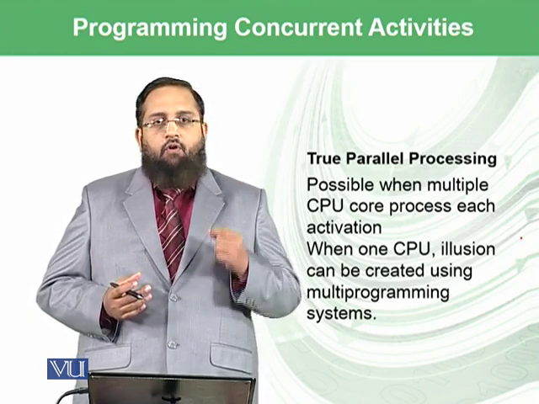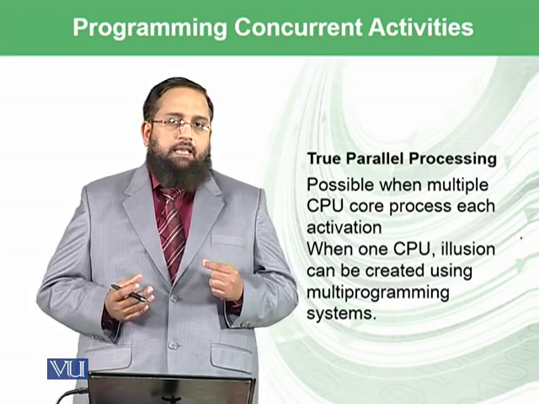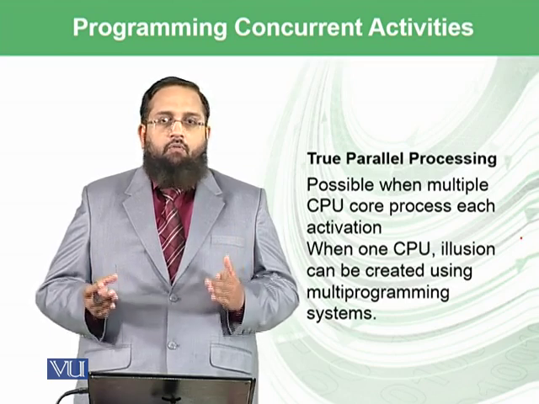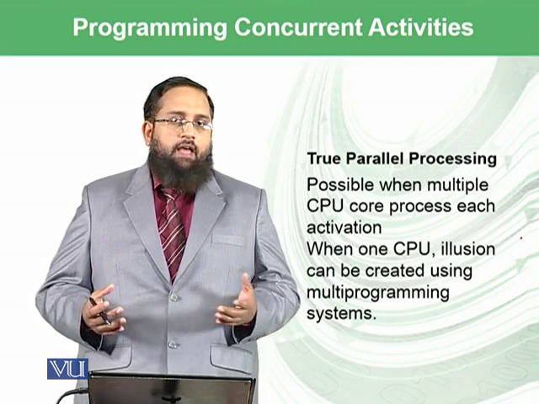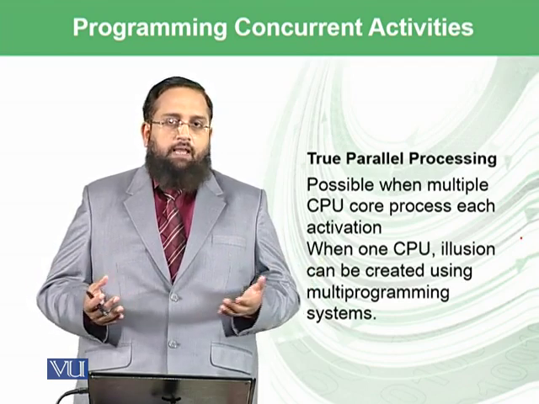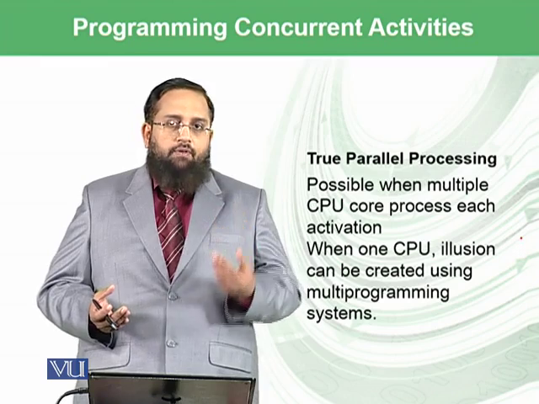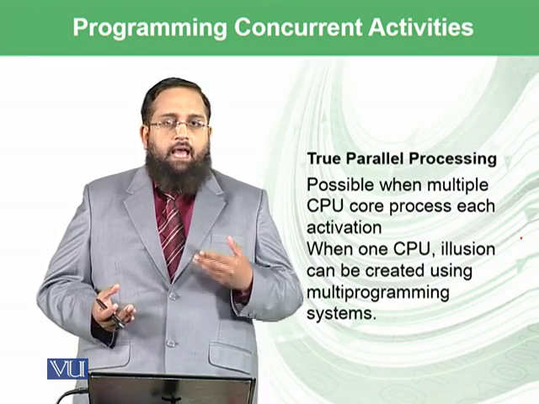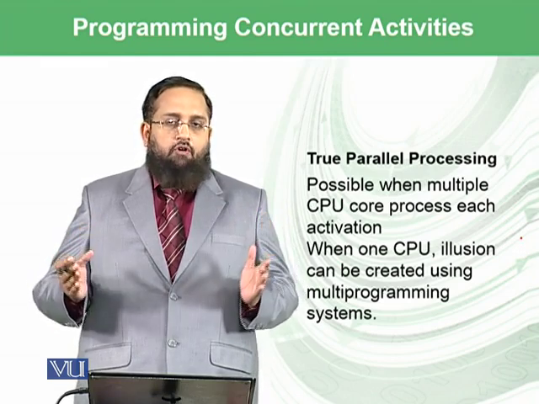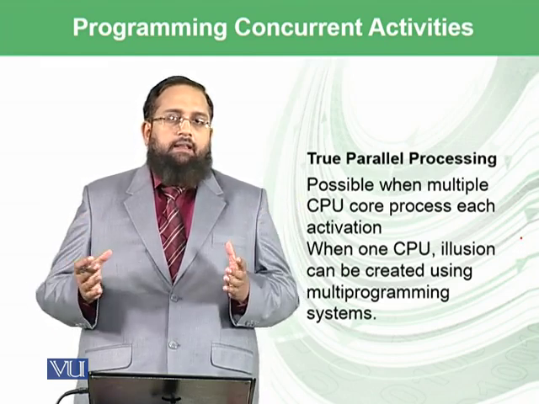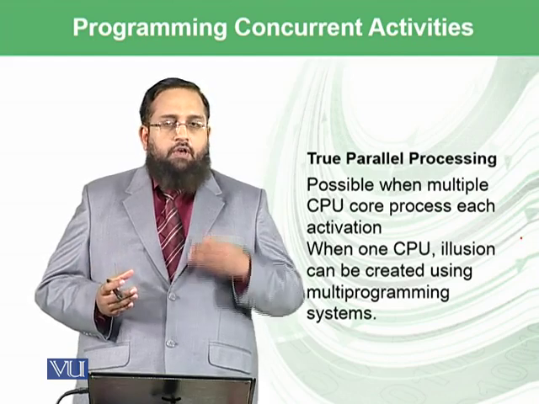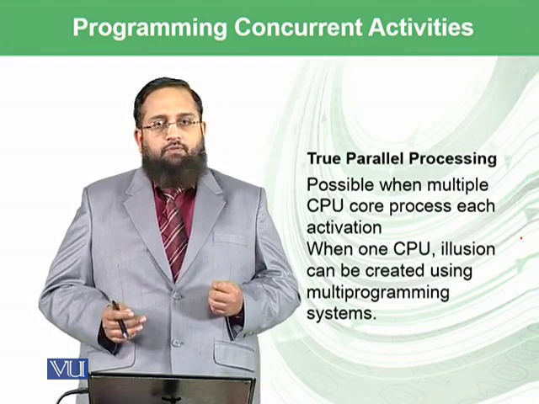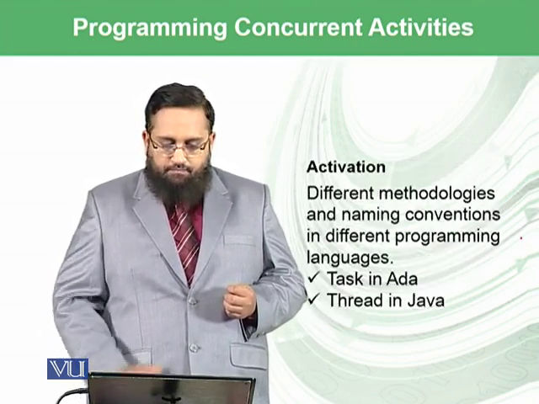However, when we have only one CPU, as you can see in our computers, whatever we use at our homes or offices, they do not have many CPUs, and we cannot afford them. So we have only one CPU, or we might have two or four CPUs, and then there are many objects or many concurrent activities which we want to perform. Such an implementation can be done using multi-programming, which we discussed some time ago.